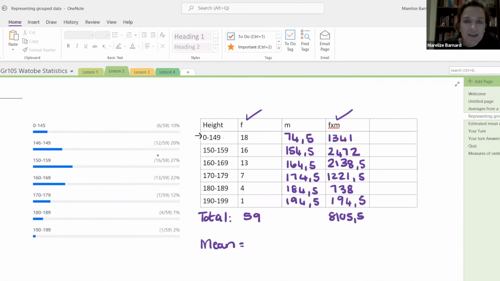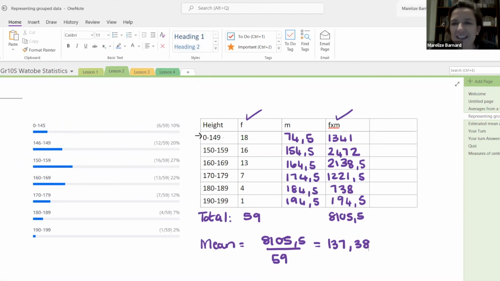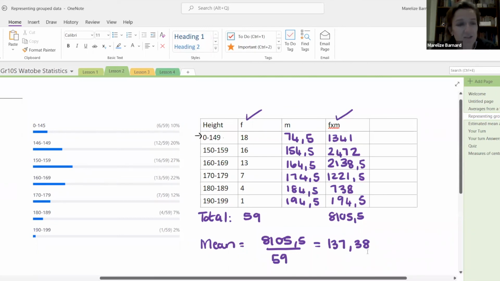Well done, everyone. Okay, so now to calculate the mean, we're going to take the 8105,5 and divide it by the 59. Then check again, Monica. You should get 137,4. Good stuff. There we go. All right. So what does this mean? It means that the mean height of this class is 137,38.